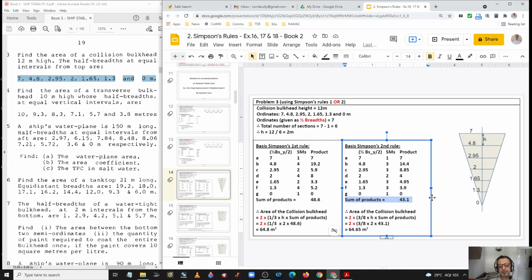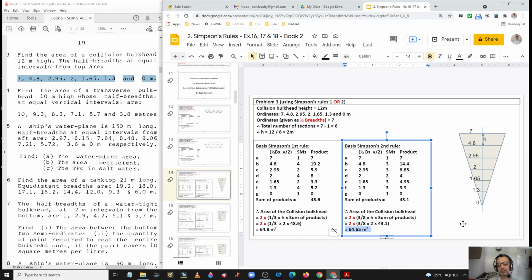Now the area as per Simpson's second rule would be 2 times 3 upon 8 into h into sum of the products. And once again we double it up or multiply it by 2 simply because the ordinates given to us are half breadths or semi-ordinates. So when we put in the numbers, values for h and the sum of the products, we get the area of the collision bulkhead is equal to 64.65 square meters.